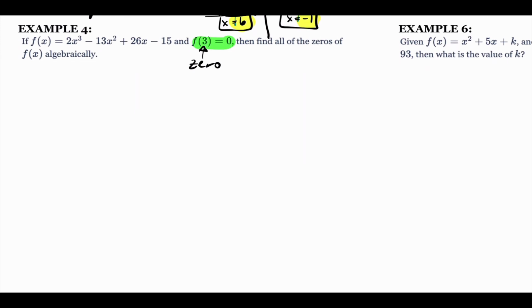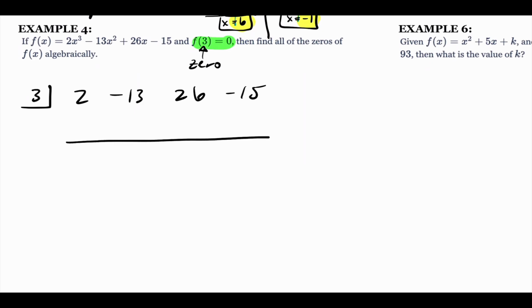That's where we start. I don't have to change the sign because they already told me that's a 0. They didn't say it's a factor. If they said it was a factor, then I would have to change the sign, but they didn't tell me that. They said it's a 0. So now I can go on. 2, negative 13, 26, negative 15.